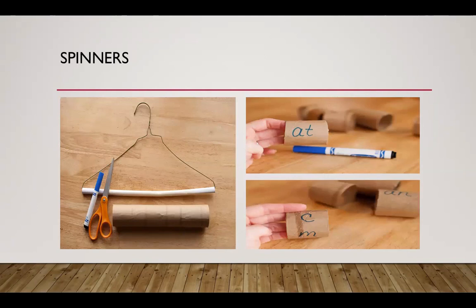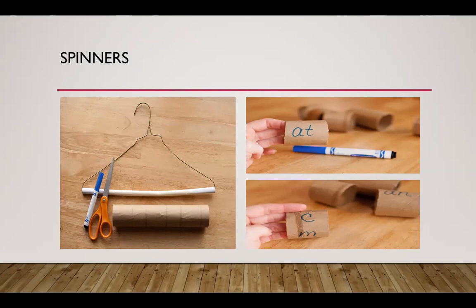Spinners. This activity is great for practicing word families or blending sounds to make words. For this, you will need a paper towel or toilet paper roll, a pair of scissors, and a hanger. Cut your paper towel roll into sections. Write a word family such as at or am on one section.